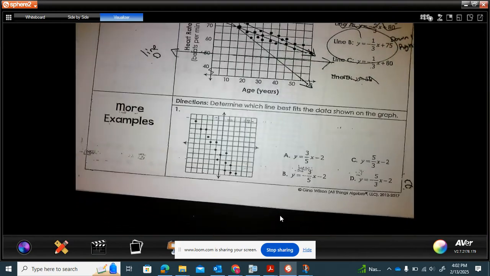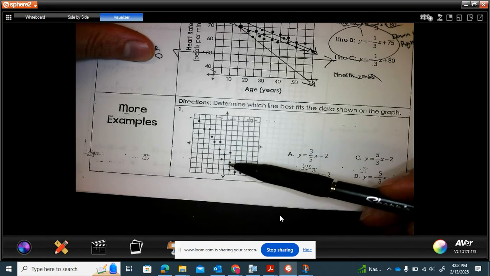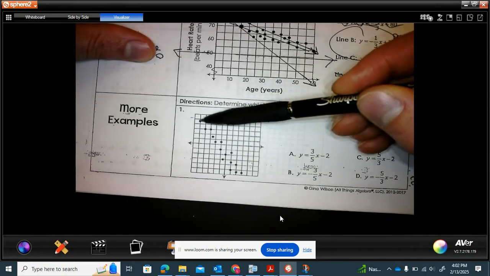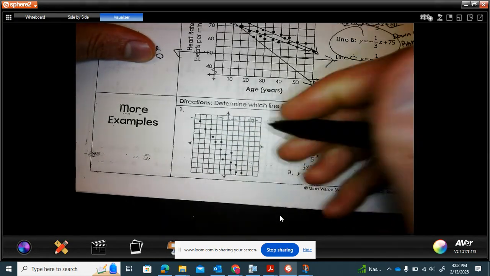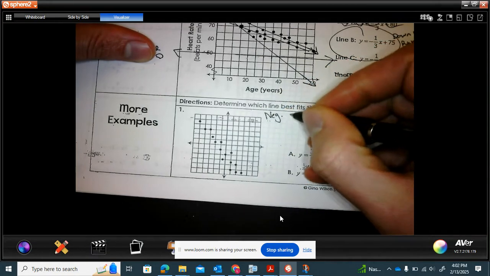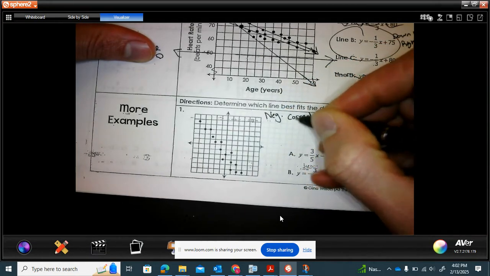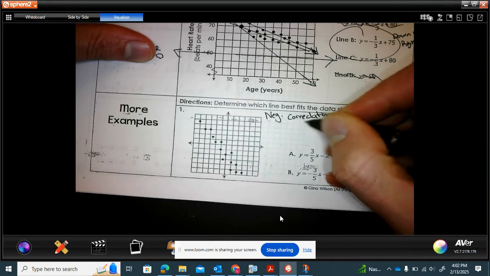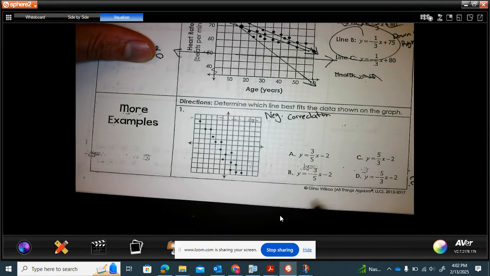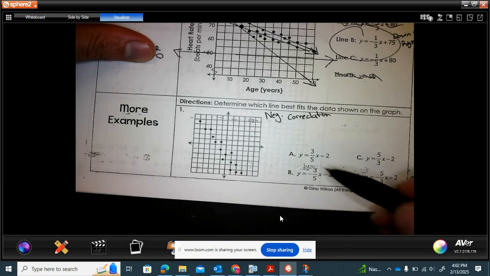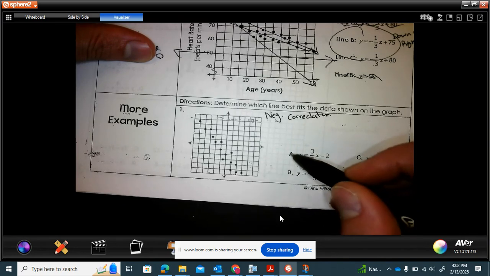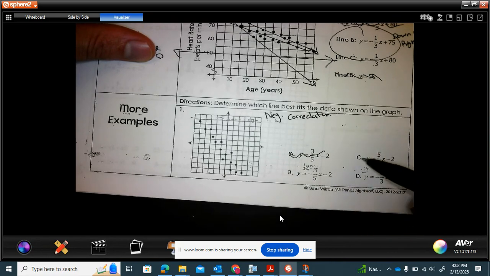And so for this question, again, same thing. Here's an easy way to start, though. Do you have a positive or negative correlation? As you go this way, it's going down. So you have a negative correlation. So that means you're looking for the answer that has a negative slope. Answer choice A has a positive slope, so it can't be that. Answer choice C also has a positive slope, so it can't be that. So you're between B and D.